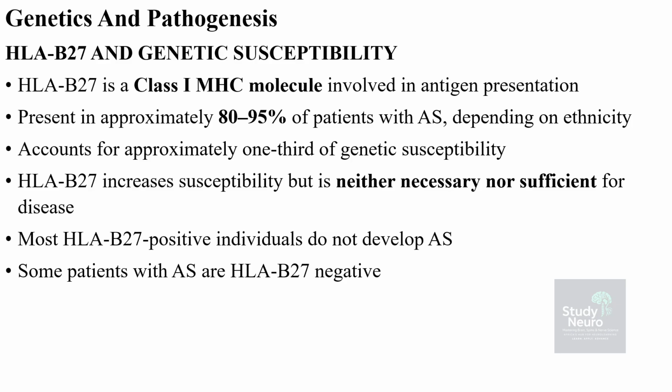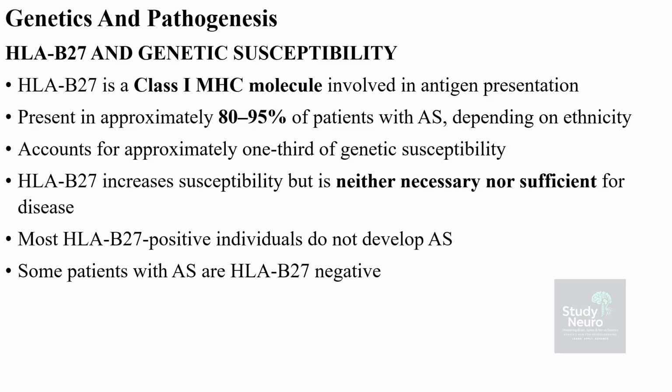HLA-B27 is a protein found on the surface of cells and belongs to a group called Class I major histocompatibility complex molecules. Its main role is to help the immune system recognize protein fragments and present them to immune cells. The association with ankylosing spondylitis is strong. HLA-B27 is found in roughly 80 to 95% of affected patients, depending on the population studied, and it may account for about 1/3 of the genetic contribution to disease susceptibility. But the relationship is more complex than it first appears.